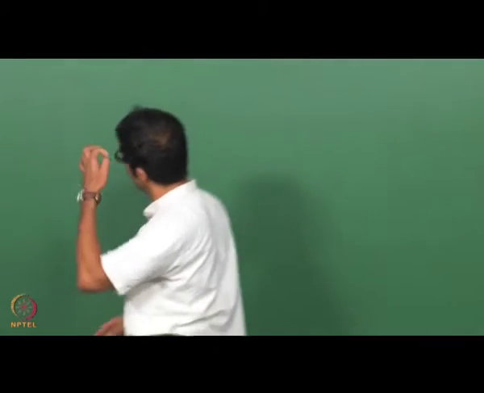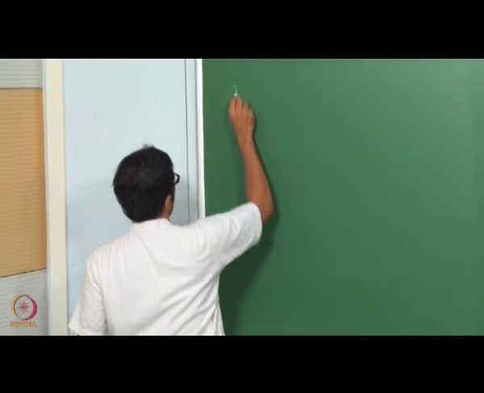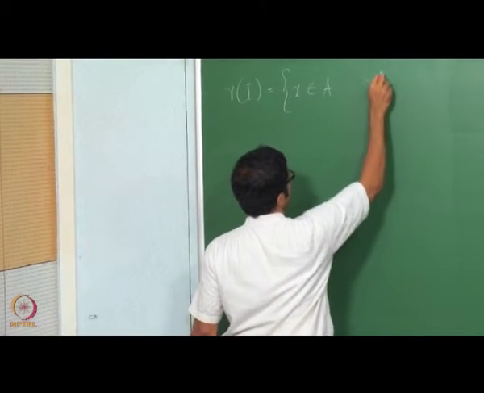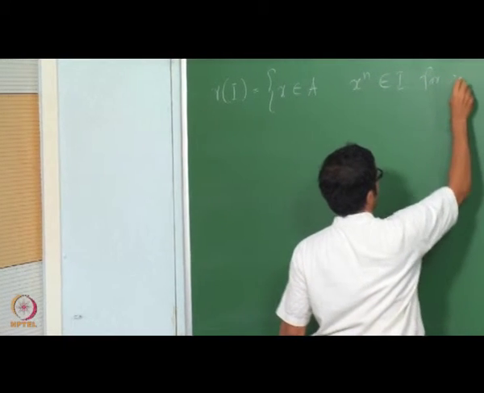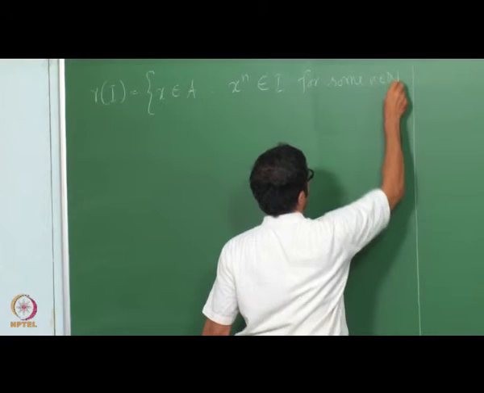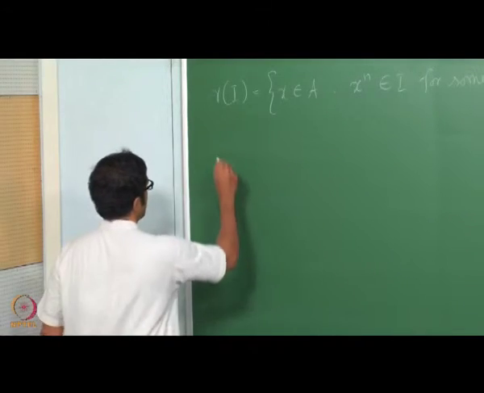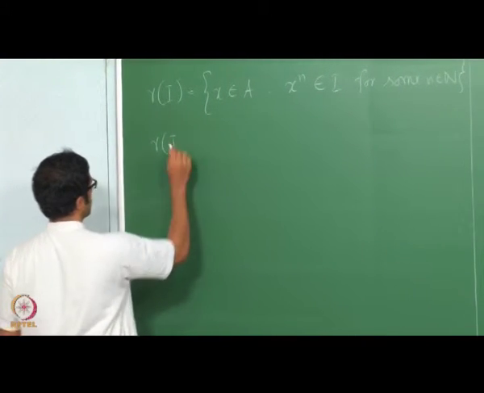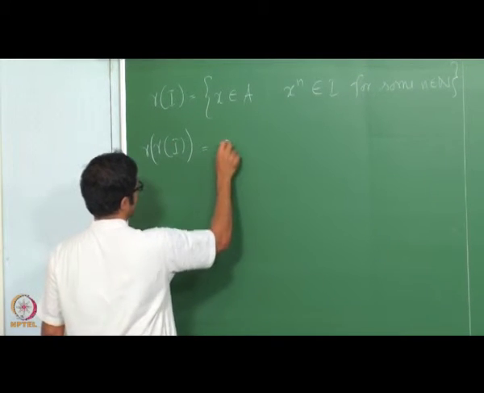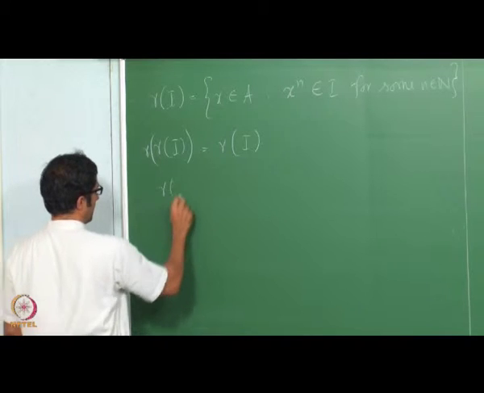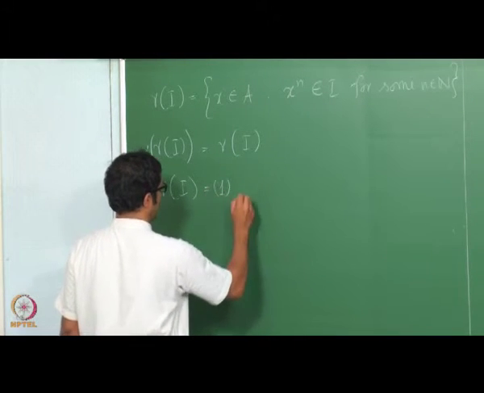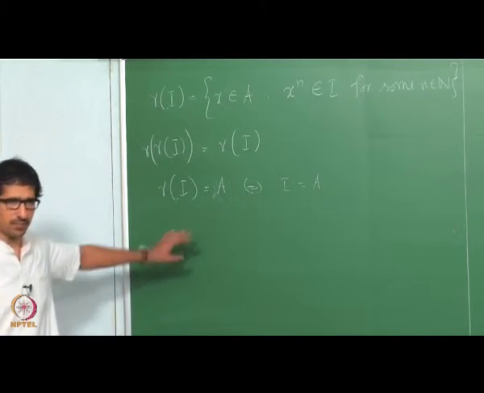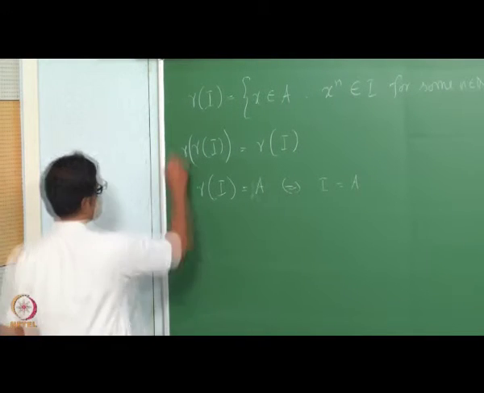So, let us recall. The radical of an ideal I is the set of all x in A such that x^n belongs to I for some n in N. And then we proved some properties. What are the properties that we proved? Radical of radical of I is the same as radical of I. Radical of I is the whole ring if and only if I is the whole ring. We did not prove this, I guess, but we stated this.